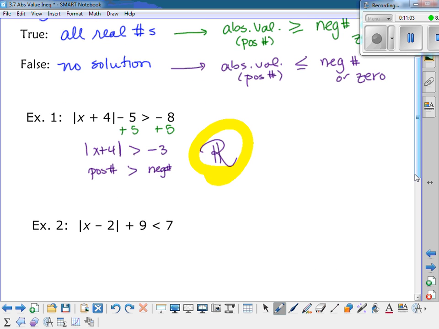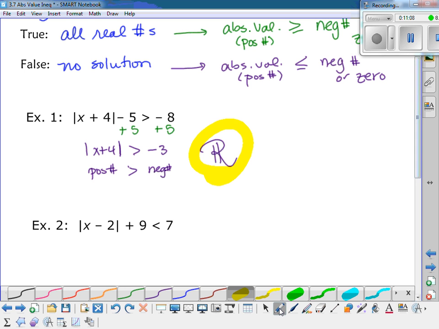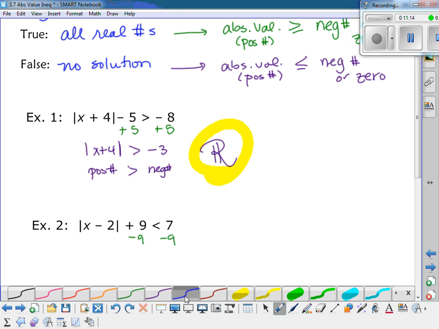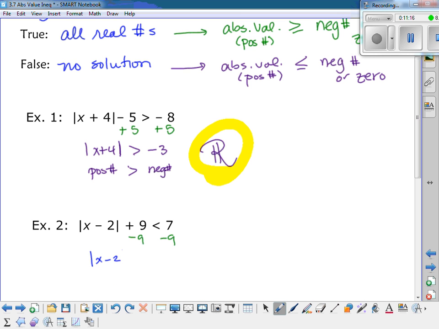I've got the absolute value of x minus 2 plus 9 is less than 7. So I subtract 9 from both sides. And now I have the absolute value of x minus 2 is less than negative 2. So this time I've got a positive number less than a negative number. Can a positive number ever be less than a negative number? No, it can't. So this one is no solution.